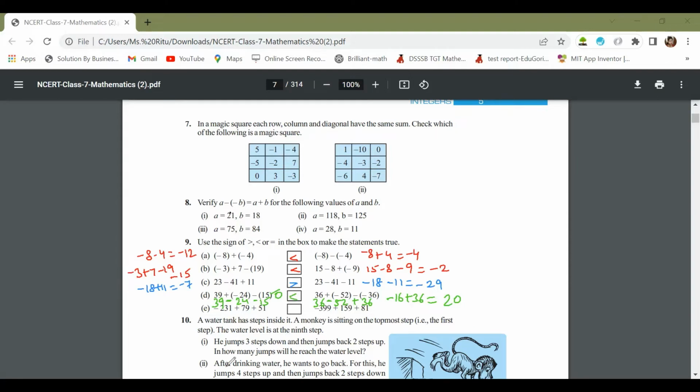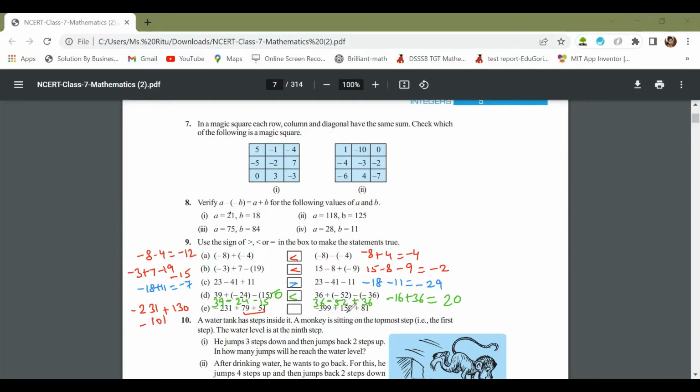Now the last part is minus 231 plus 79 plus 51. So let's add these two numbers first of all. 79 plus 51 will get 130. So this is minus 231 plus 130. Now if you subtract it, 231 minus 130 will get 101. 231 is bigger, so the answer would be minus 101.